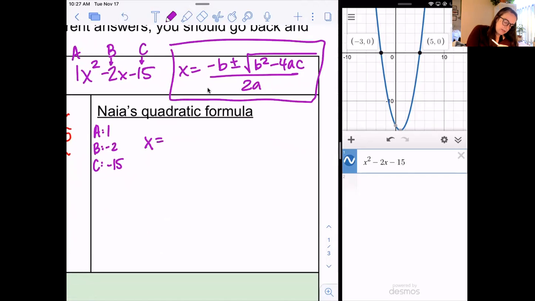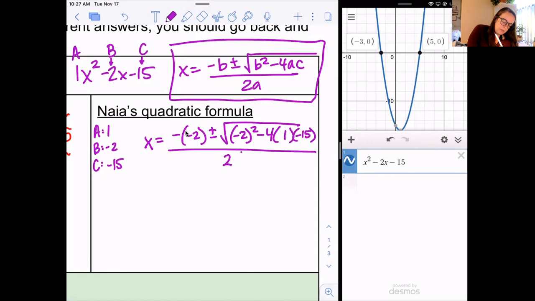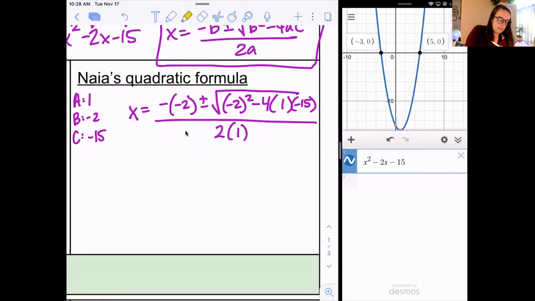So I have x equals -b, b is -2. Notice how I put parentheses around it, plus or minus the square root of -2 squared minus 4 times a, which is 1, times c, which is -15, all over 2 times a, which is 1. I'm going to go ahead and simplify each of my zones separately. So -2 would make +2, plus or minus the square root of something, all over my other zone down here would be 2 times 1 is 2.